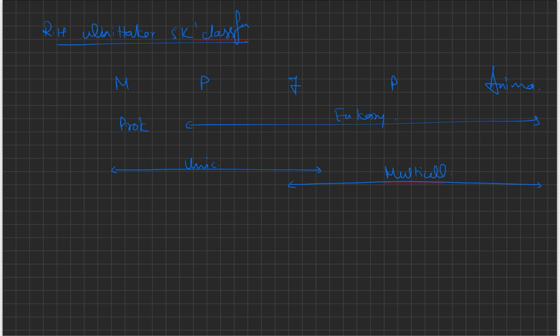In Monera, cell wall is present. In Protista, cell wall is present in some and absent in some. In Fungi, cell wall is present. In Plantae, cell wall is present. In Animalia, it is absent.